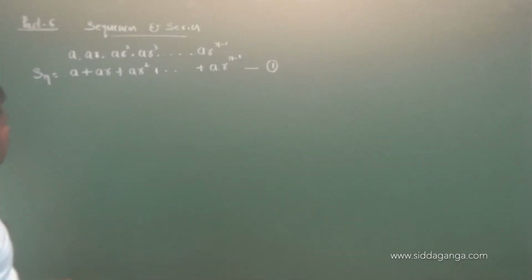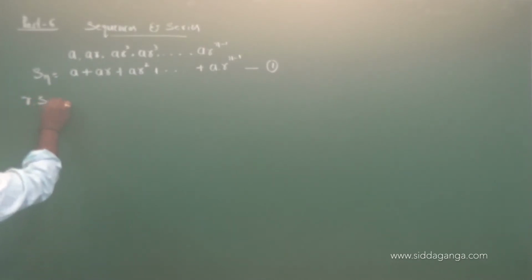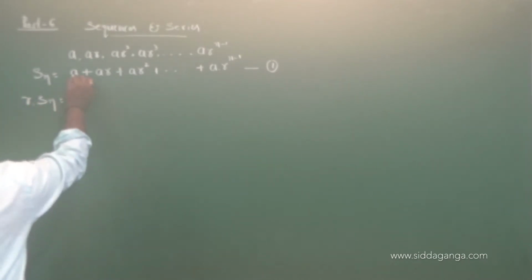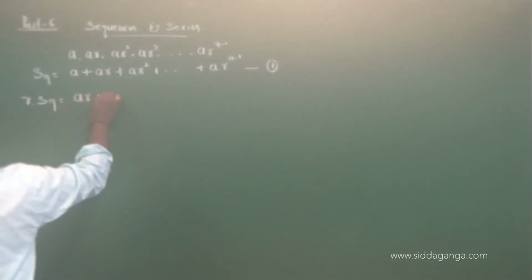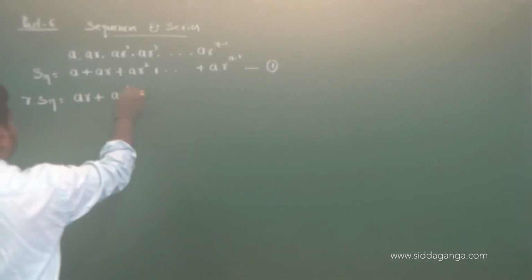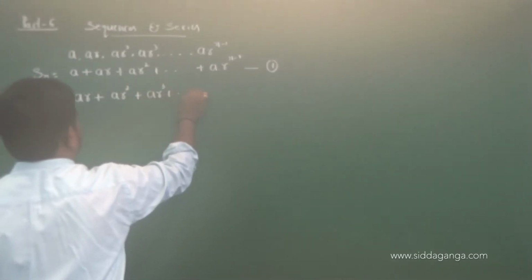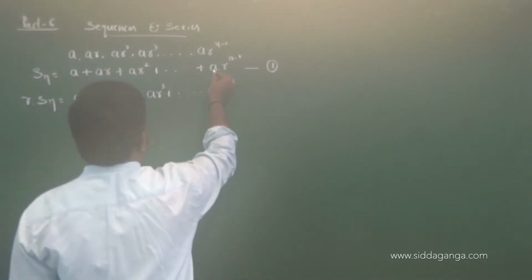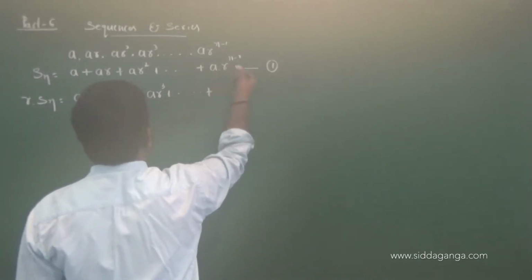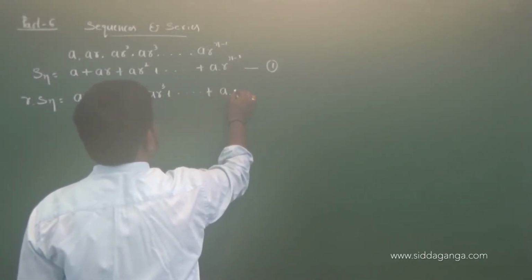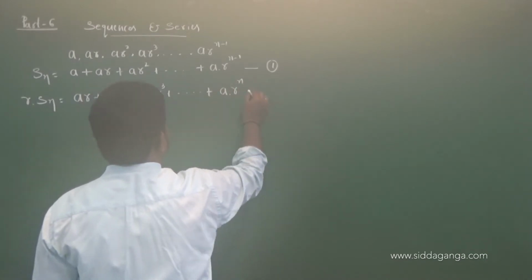Now, where r is a non-zero constant, let me multiply r on both sides of the equation. You get r into S_n equals ar plus ar squared, plus ar cubed, and so on. The last term will be a into r to the power of n minus 1 into r, which gives a into r to the power of n. Take it as equation 2.